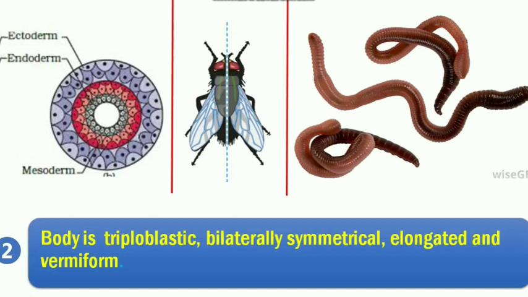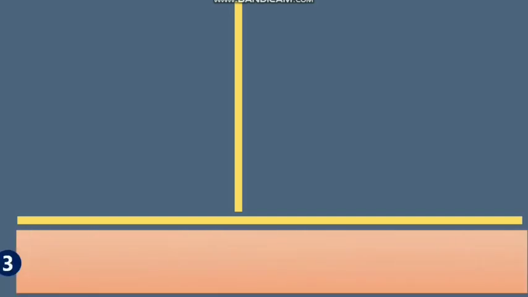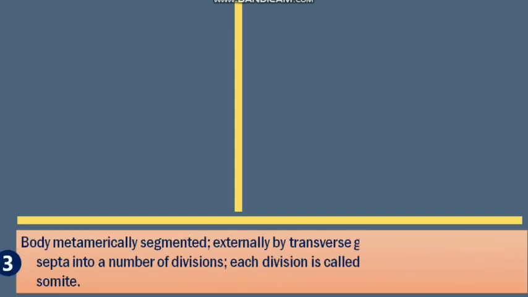Now let us see the next character. The third character of phylum Annelida is its body organization. That means its body is metamerically segmented. If an organism's body is segmented internally as well as externally, the segmentation is known as the metameric segmentation. And each segment in a metamerically segmented body is known as the metamere or somite.